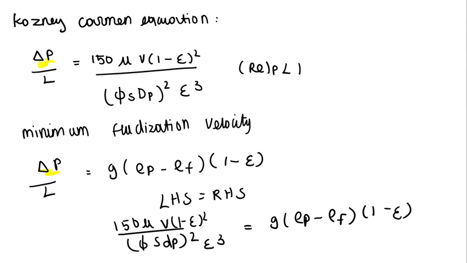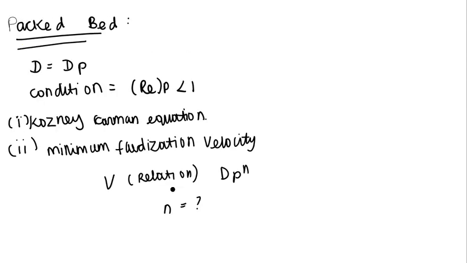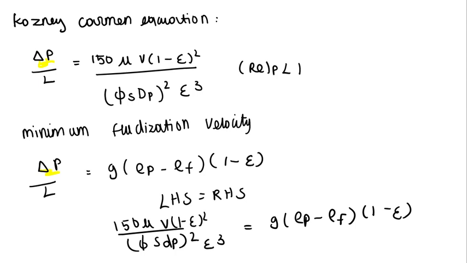Now, go to the question again. So, what do we need? We need the relation between v and dp. So, let's observe the relation between v and dp. v is here and dp is also here.